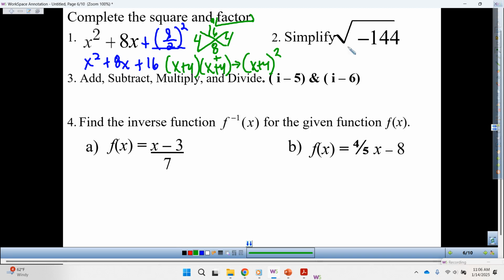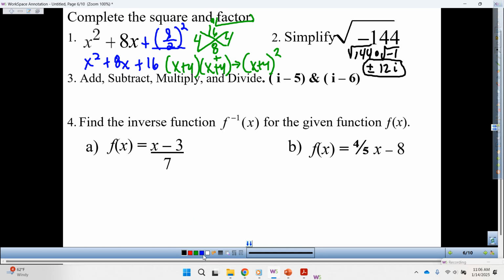All right, number 2. If you rewrite this, you should have rewritten it as the square root of 144 times the square root of negative 1, which gives us what, Sammy? Plus minus 12i. Hands up if you got that. All right, looks about right.